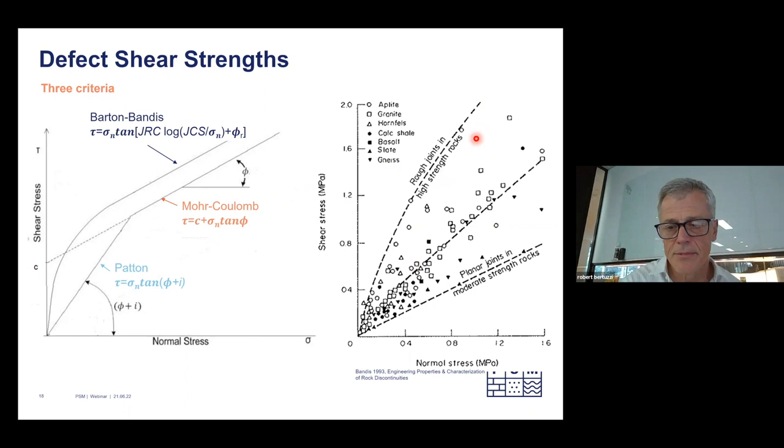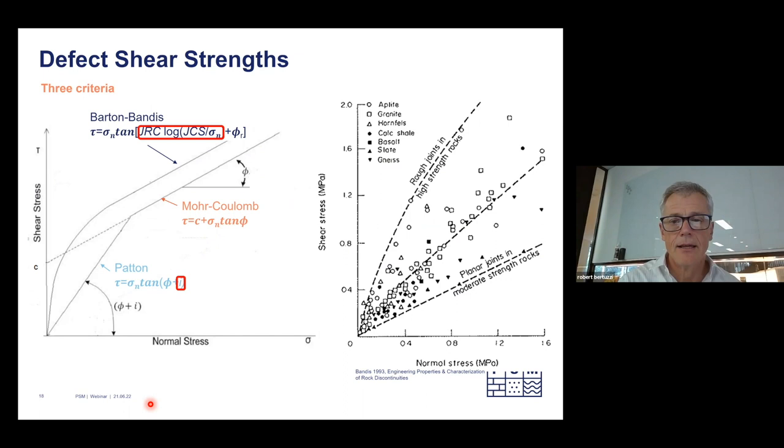So we need to assess what type of normal stress our defects will be subjected to. So we identify which of these three criteria would be more applicable. So, Mohr-Coulomb is very straightforward, nice and simple. Friction angle, basically. So you just need to assess in your failure mechanism what's an appropriate criteria to use.